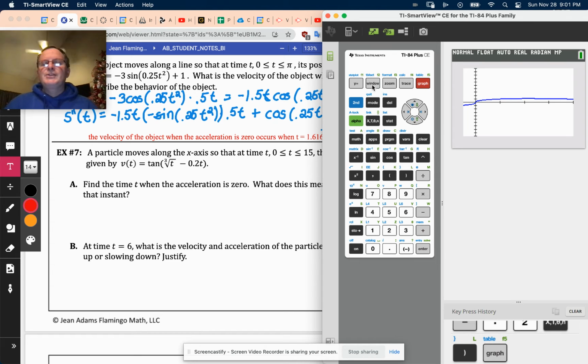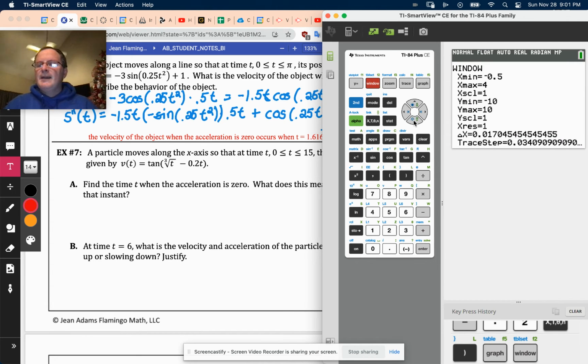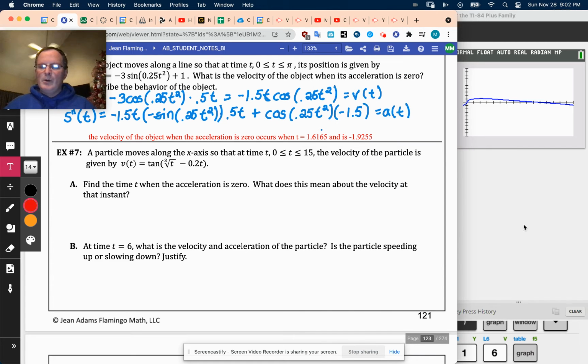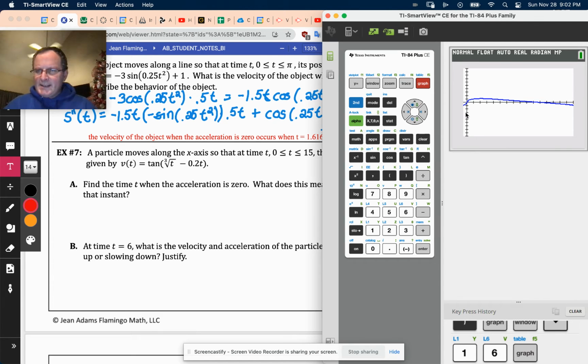All right, not bad. Let's change that window. Let's have that go up to 16, I guess. I kind of have the same beginning part as I had on the last one. So graph that. All right. Okay, so the question is then, find the time when the acceleration is equal to 0. All right, so let's do that.